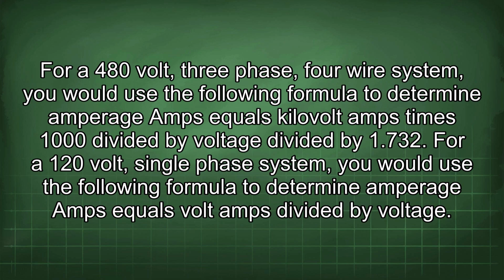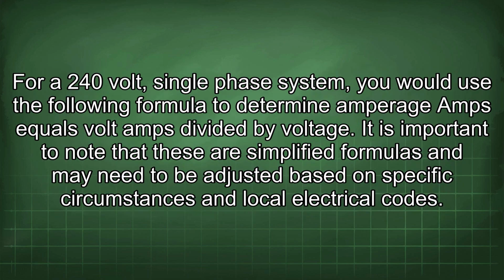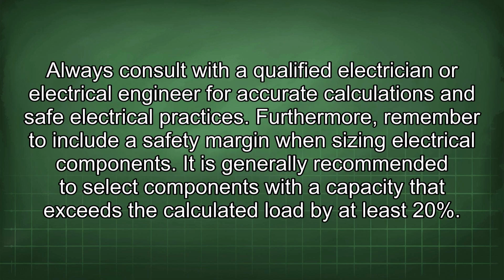For a 120-volt single-phase system, you would use the following formula to determine amperage: amps equals volt-amps divided by voltage. For a 240-volt single-phase system, you would use the following formula to determine amperage: amps equals volt-amps divided by voltage. It is important to note that these are simplified formulas and may need to be adjusted based on specific circumstances and local electrical codes. Always consult with a qualified electrician or electrical engineer for accurate calculations and safe electrical practices.